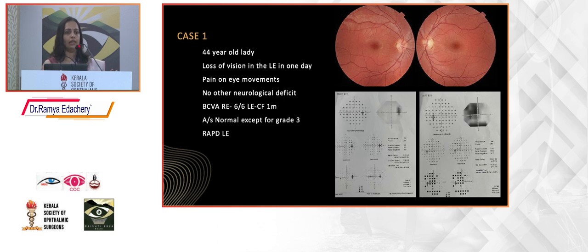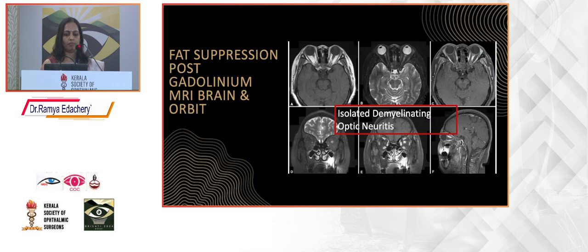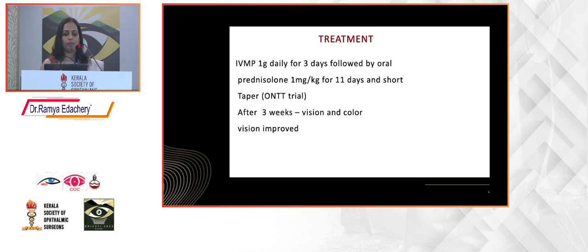So considering this, we will call it left eye retrobulbar optic neuritis. We sent the patient for an MRI orbit with gadolinium contrast and fat suppression. You can see there is an increased intensity in the left optic nerve, which is enhancing in the contrast. This is an MRI brain, normal. So this is a case of isolated demyelinating optic neuritis. There are no MRI brain lesions. We gave a treatment of IVMP 1 gram daily for 3 days, followed by oral prednisolone 1 milligram per kilogram for 11 days and a short-term taper, according to the ONTT trial. After 3 weeks, she started improving her vision and color vision.